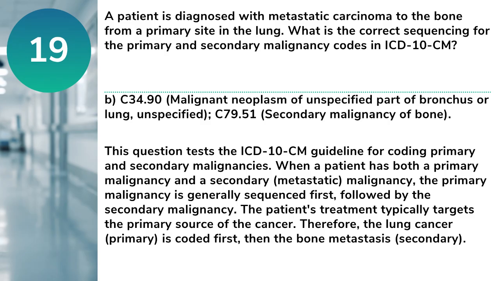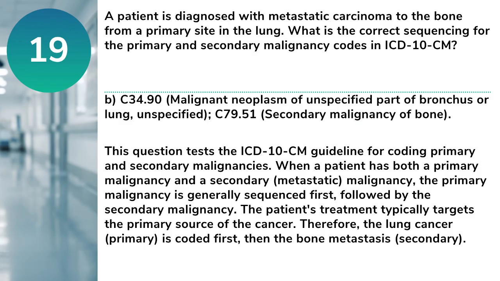Answer: B. C34.90, malignant neoplasm of unspecified part of bronchus or lung, unspecified, C79.51, secondary malignancy of bone. This question tests the ICD-10-CM guideline for coding primary and secondary malignancies.